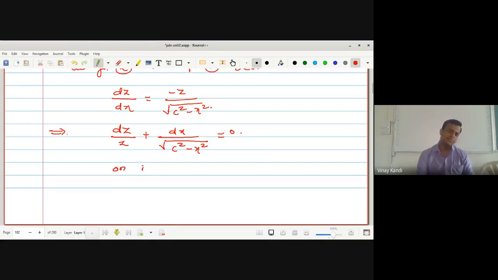On integrating, we get, 1 upon z, the integration will be log z. Okay. What is the integration of this one, 1 upon square root of c square minus x square?